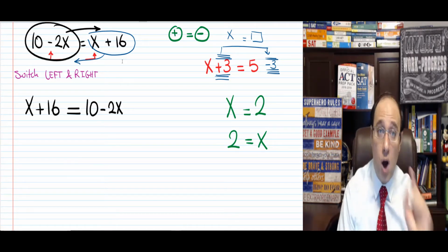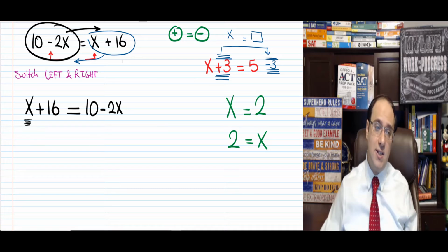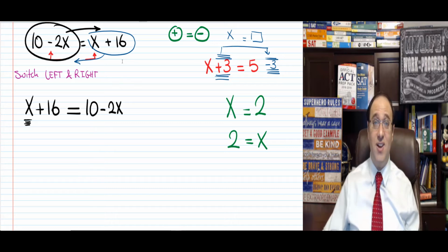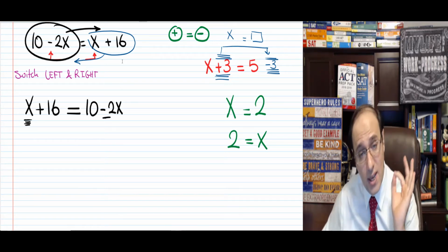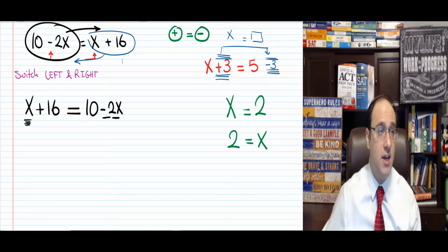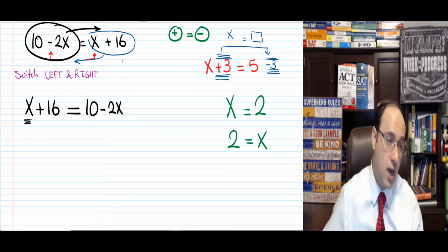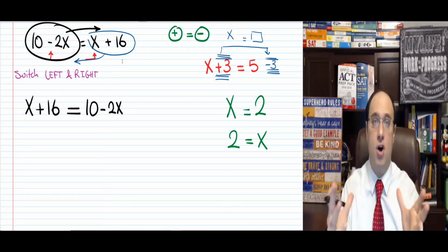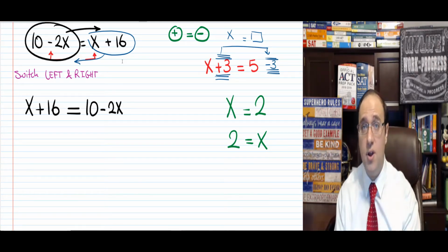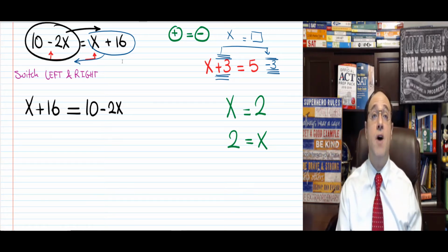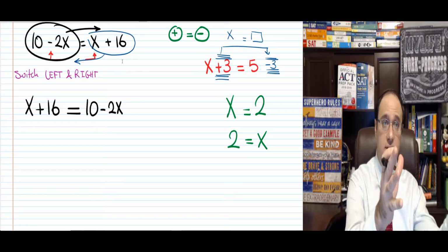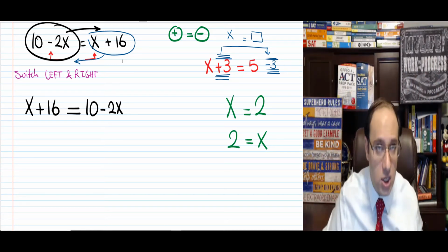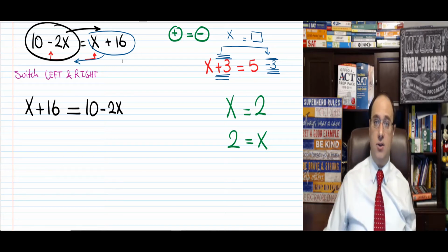Now it looks better. Why? Because the positive x's, which is the x right here, are on the left, but it's only one, so it is on the left. And the negative x's are on the right. The negative 2x is on the right. One more time, guys, please make sure you understand this. If I just move a part of the equation from one side to the other, I have to change its sign. But if I move the whole left-hand side to the right and the whole right-hand side to the left, I don't change any signs. Okay, now let's take a look.